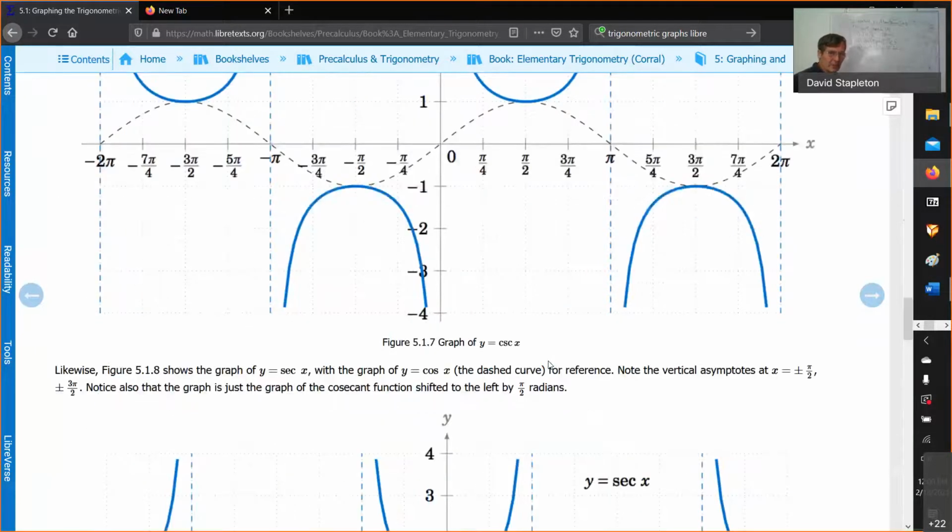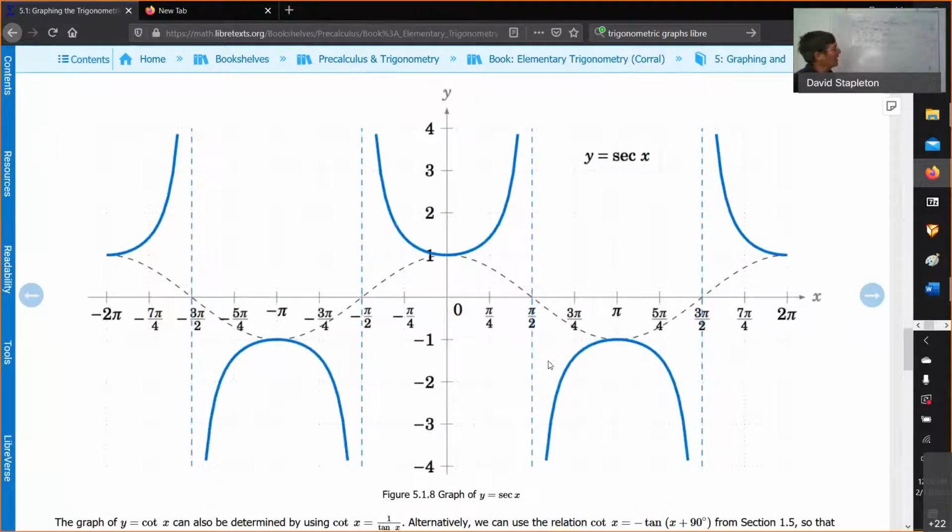You just need to shift them over. So it's not so hard to graph these. Sine and cosine have the same shape. Tangent and cotangent have the same shape. Secant and cosecant have the same shape. You just need to be able to flip and shift these things to land them on each other.